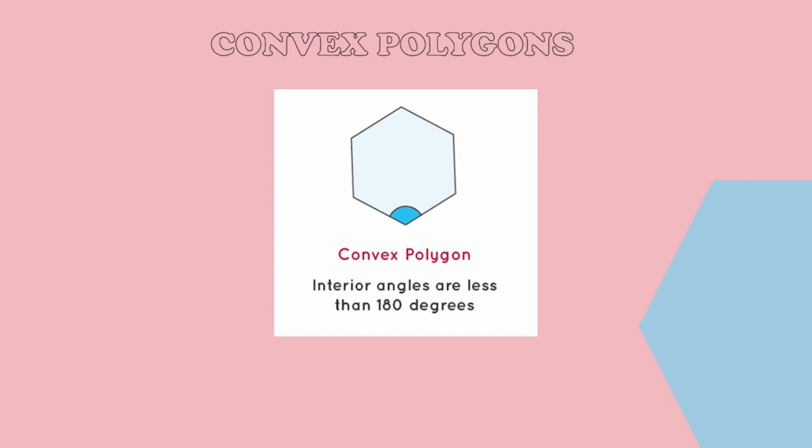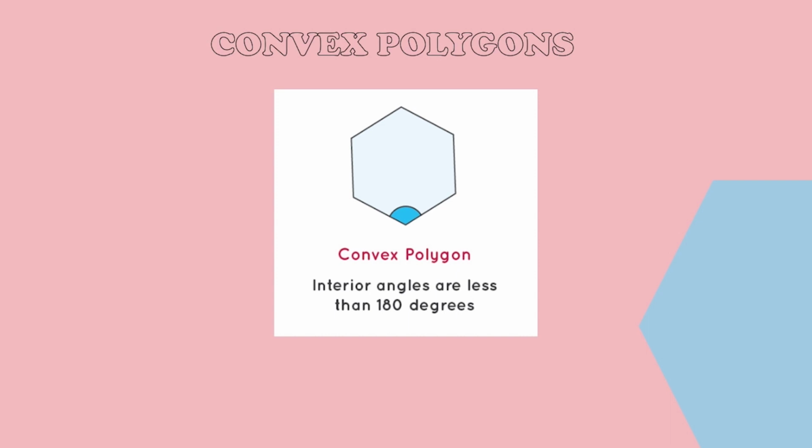So let's take a look at the vertices of a hexagon. A vertex is a point where two line segments meet. In a convex polygon, all the vertices point outward.